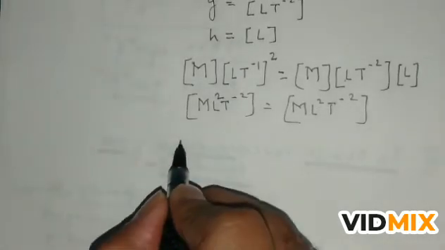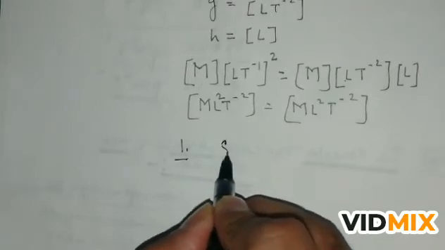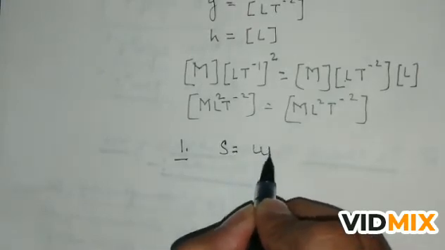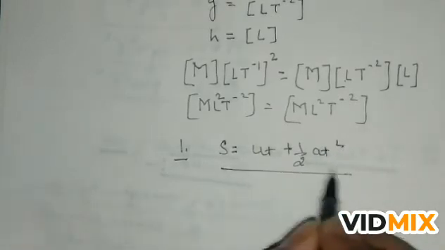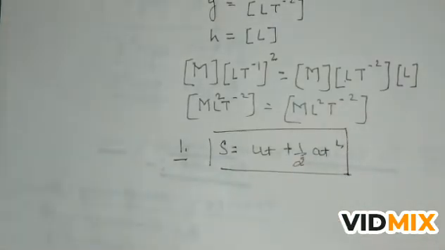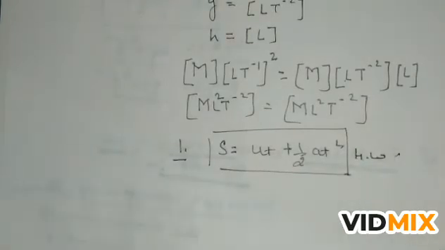I am giving you the work to solve. Take the second equation of motion, s is equal to ut plus half at square. You can solve it on your own and find whether it is correct or not. This is homework for you all.